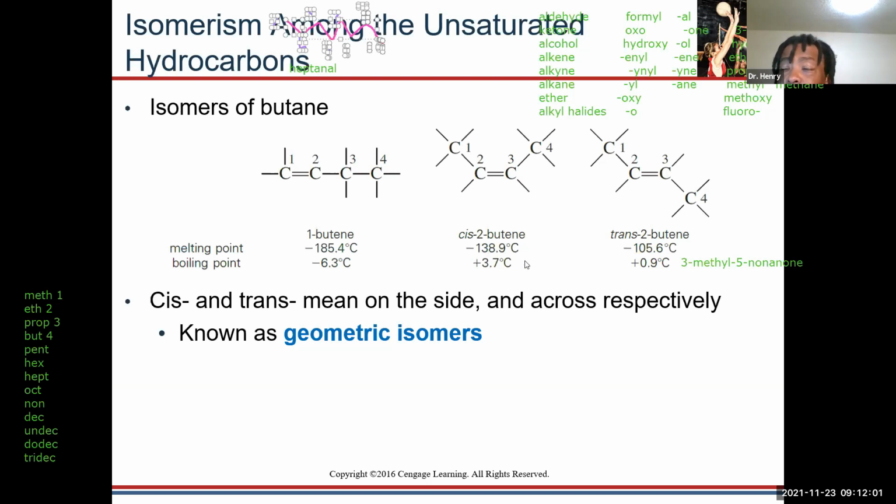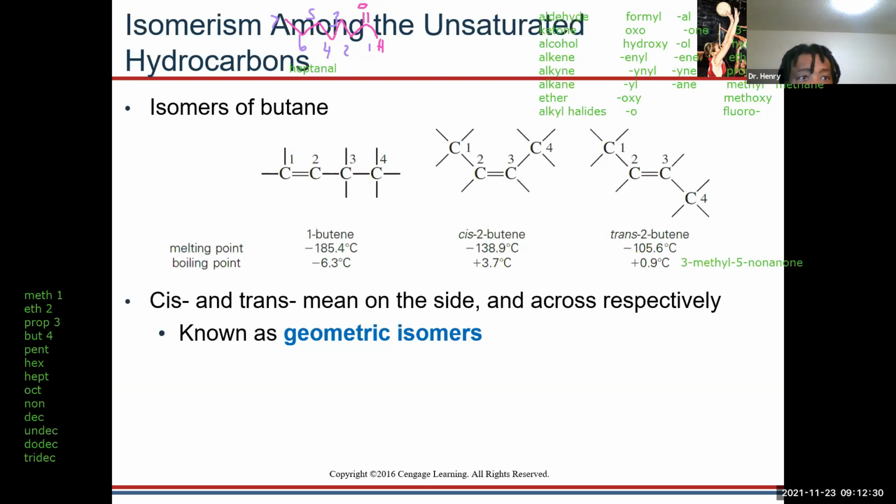Now they behave differently because they are different structures. They're not going to behave exactly the same. So these are called geometric isomers. They're the same chemical formula. They have a double bond, right? One double bond, one double bond, one double bond. So these are considered geometric isomers.